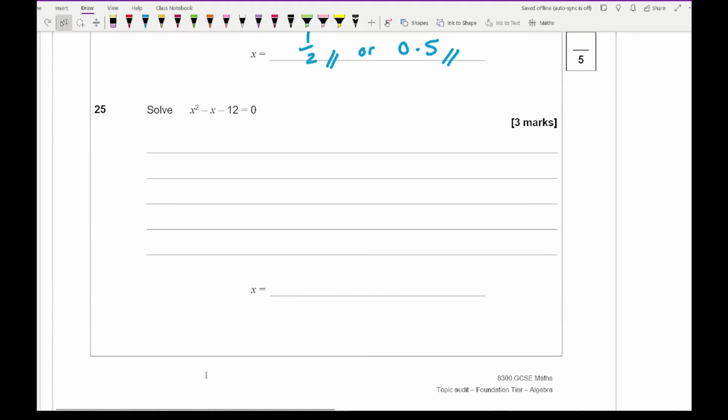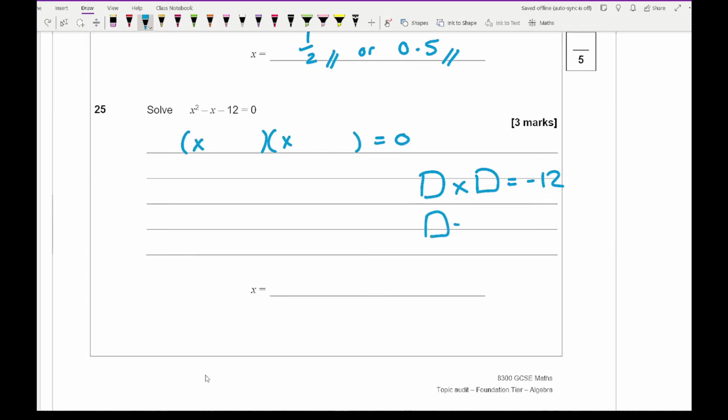Then moving on to question 25, it says solve x squared minus x minus 12 equals 0. So again here we want to factorize. So again, think of two numbers that multiply together to equal minus 12, but added together equal minus 1 because we've got minus 1x. So the numbers you're looking for, again, I can use 4 and 3, 6 and 2, 1 and 12. So the only pair of numbers with a difference of 1 is 4 and 3. And because I want minus 1, it's going to be minus 4 and positive 3.